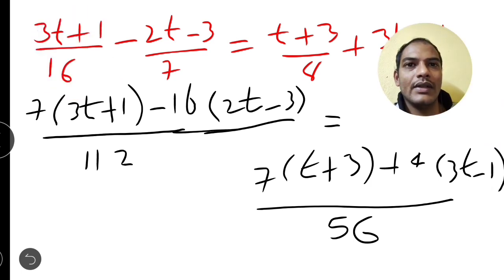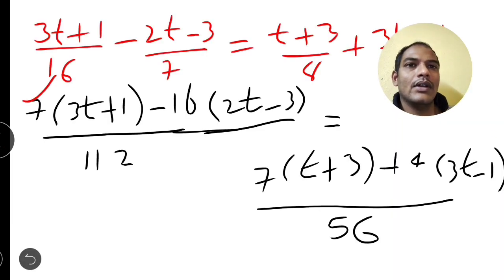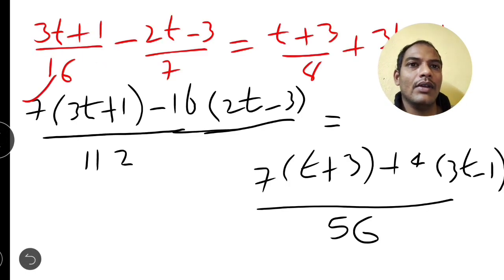So let us simplify this. First of all, 7 into (3t plus 1): 7 3s are 21t. Next, 7 into plus 1 is 7.